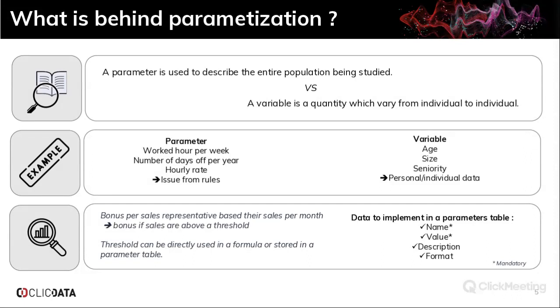On the contrary, a variable can be the age, for example. Here we can really see that it will vary from individual to individual. It can also be the size or the seniority. So here it's not issued from rules. It's really personal or individual data.